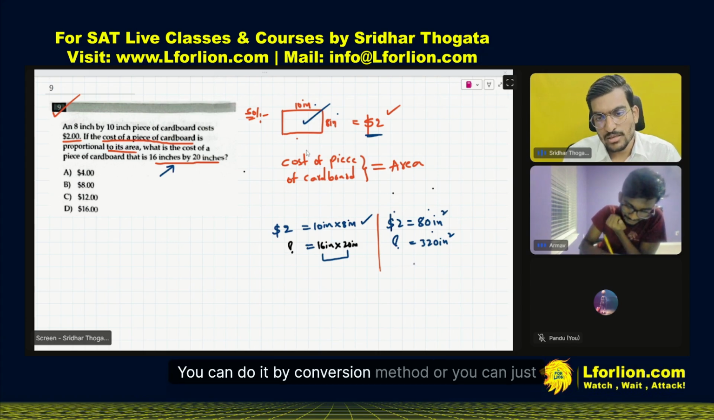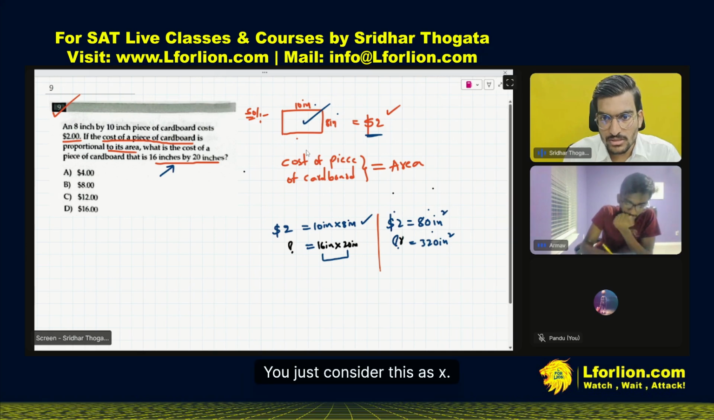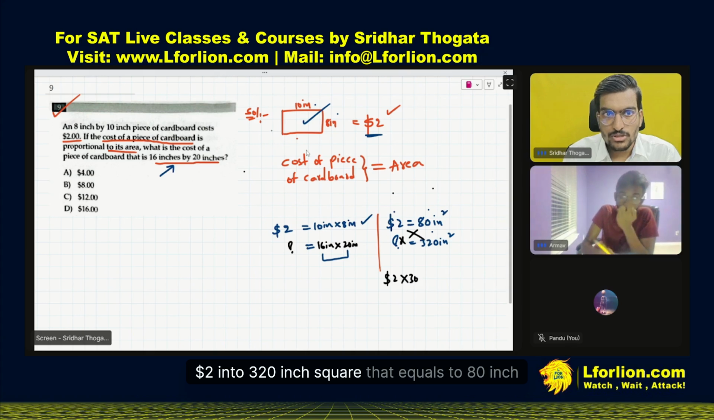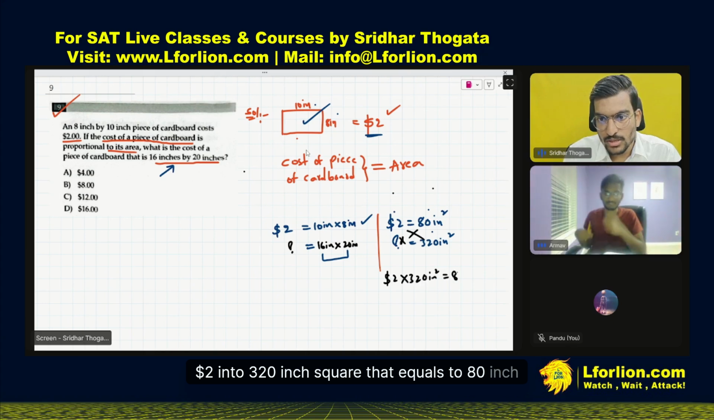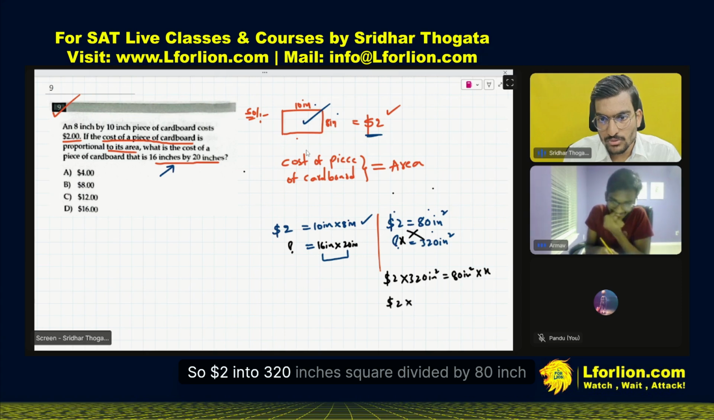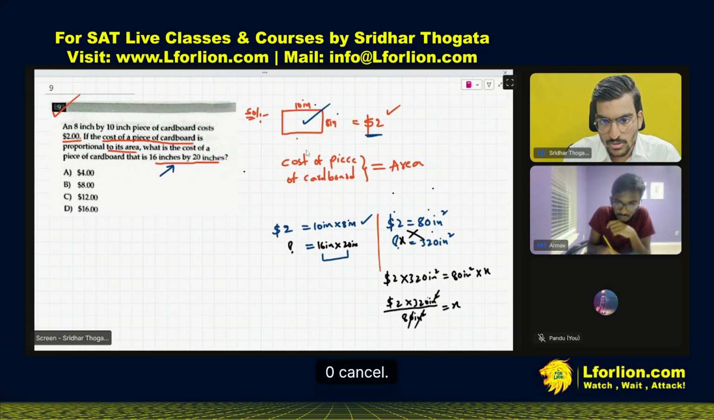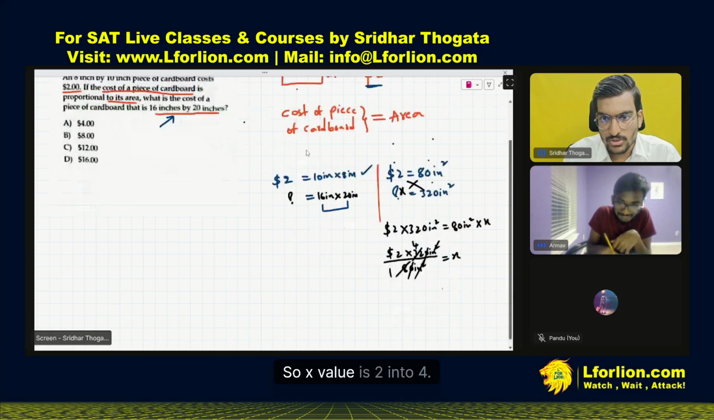You can do it by the conversion method, or you can just cross multiply normally, and you'll get it. Consider this as x. So $2 into 320 inch square equals 80 inch square into x. So $2 into 320 inch square divided by 80 inch square equals x. Inch square cancels, 0 0 cancel. 8 times 1, 8 times 4 is 32. So the x value is 2 into 4, $8.